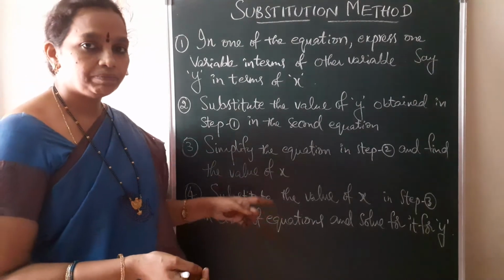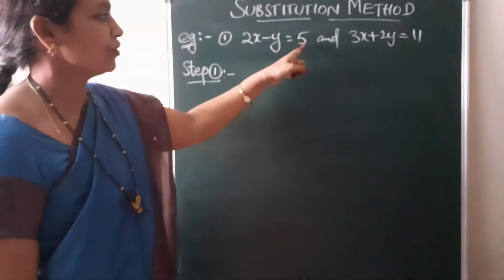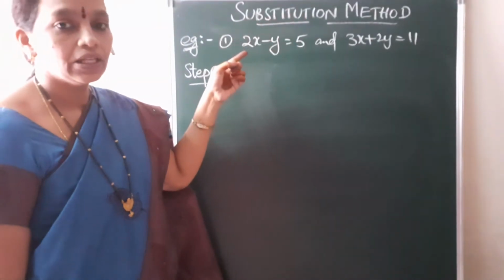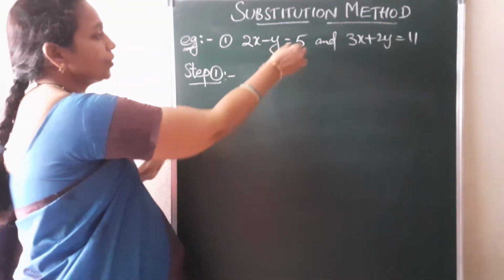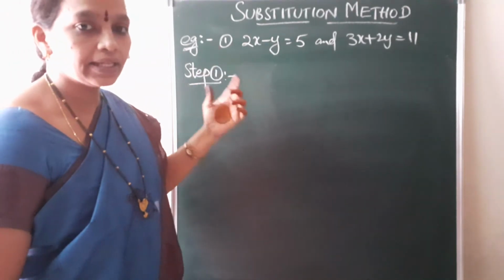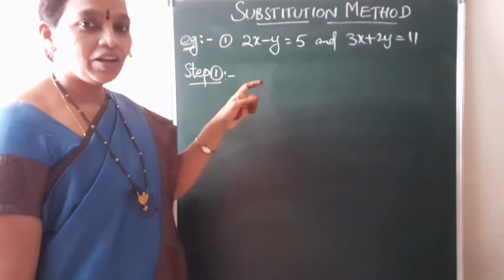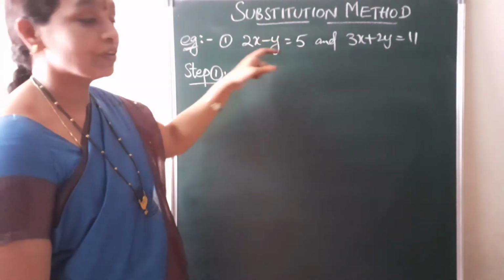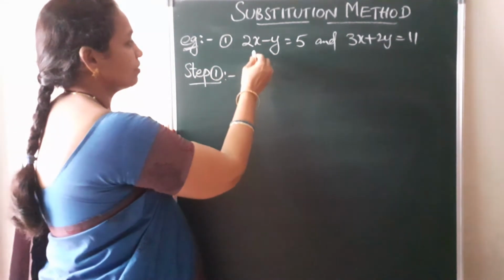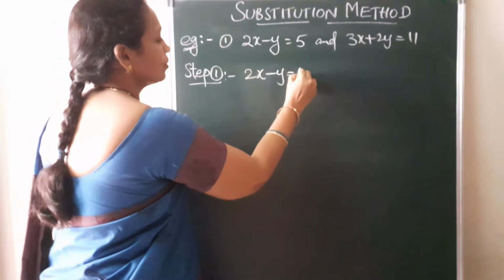For example, consider 2x minus y is equal to 5 and 3x plus 2y is equal to 11. Solve by substitution method. That means you have to think of one of the variables as the subject. Here I want to make y the subject of the equation. So step 1, consider the first equation, 2x minus y is equal to 5.